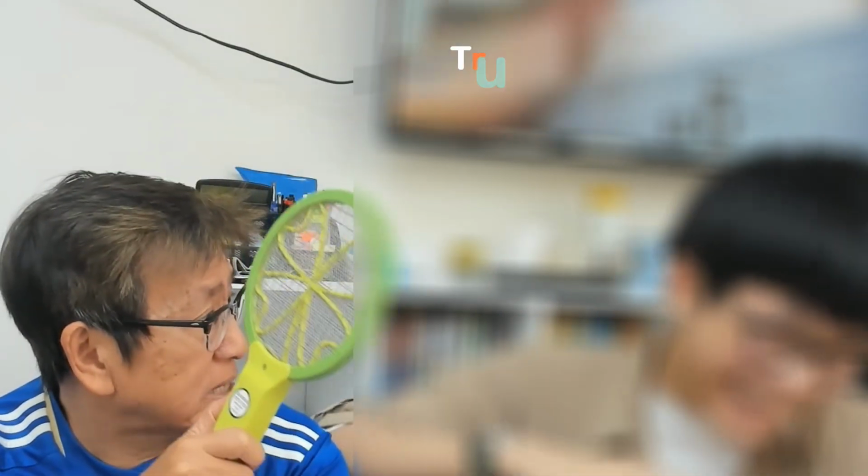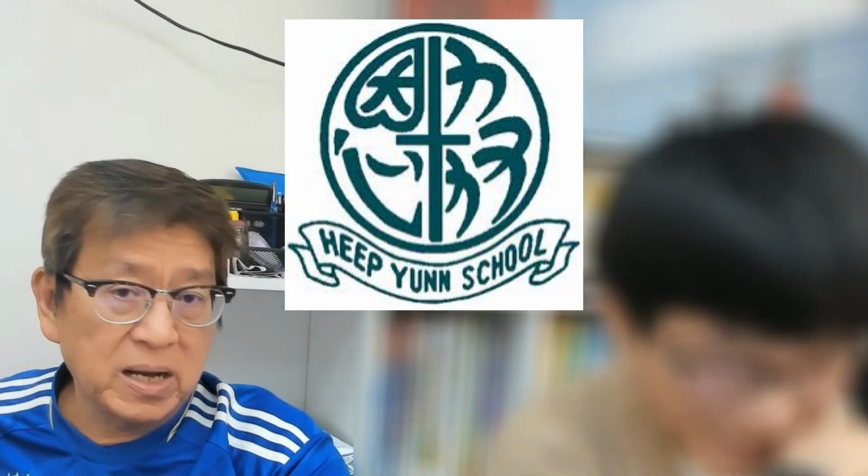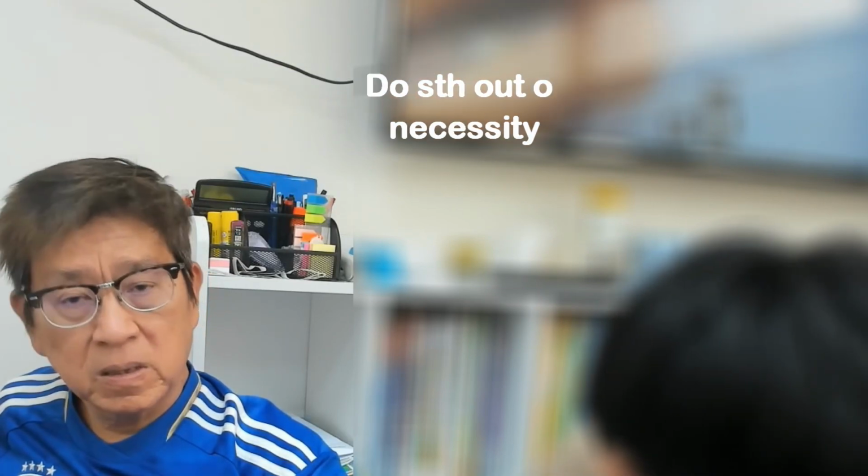Come on, write it down. 即係好離，true 嗰個字都寫錯。T R U E。出於需要，out of necessity, do something out of necessity, out of necessity，你唔好讀錯啊！That's right.